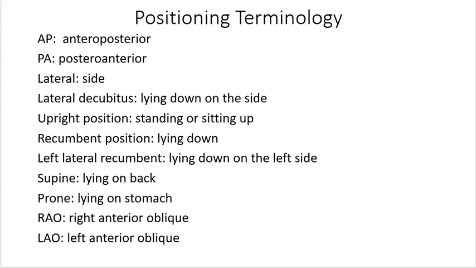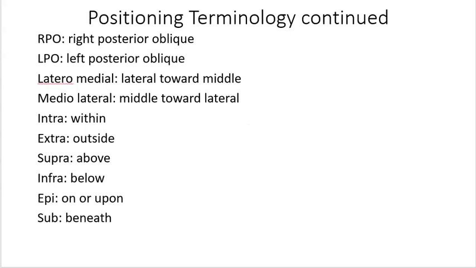Supine, patients lying on their back. Prone, patients lying on their stomach. Right anterior oblique. RAO is a right anterior oblique, so they would be lying on the right anterior surface of their abdomen. LAO, left anterior oblique, so they would be laying on the left anterior surface of their abdomen. RPO, right posterior oblique, they would be lying on the right posterior portion of their back.